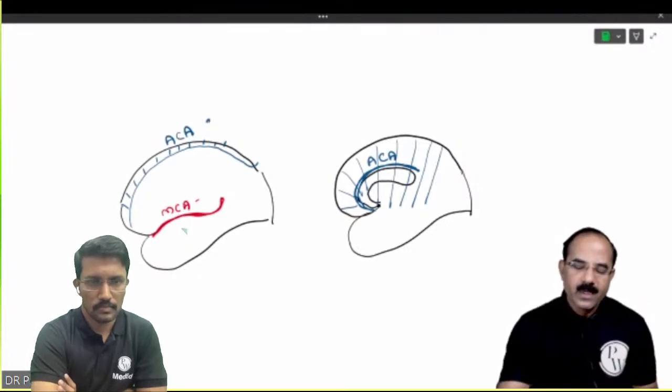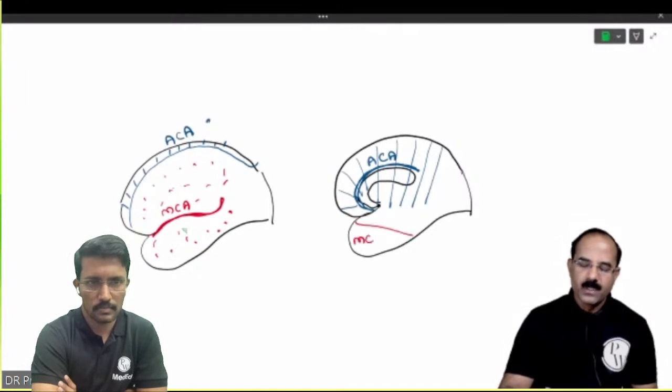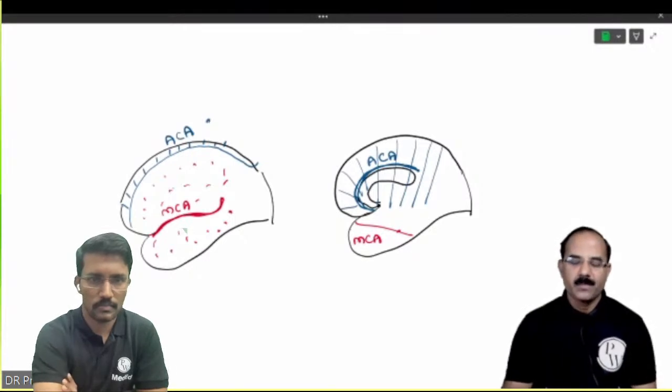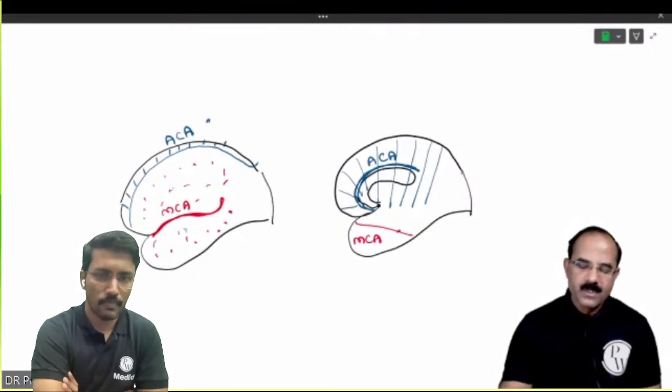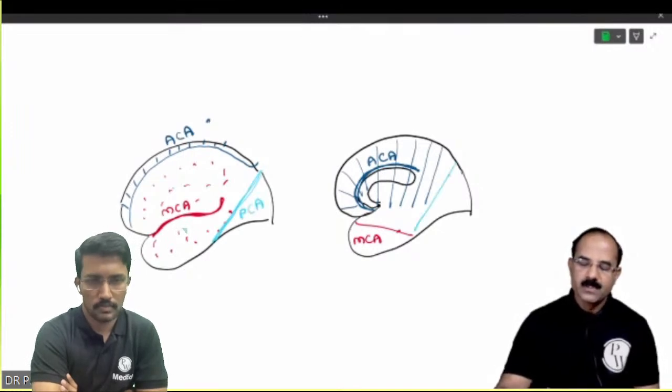The entire superolateral surface is supplied by whom? The middle cerebral artery. The superolateral surface is supplied by the middle cerebral. A small area on the medial aspect, the temporal lobe, is supplied by the middle cerebral. And what is this then? The occipital lobe and a part of the temporal lobe. This is supplied by the posterior cerebral artery.